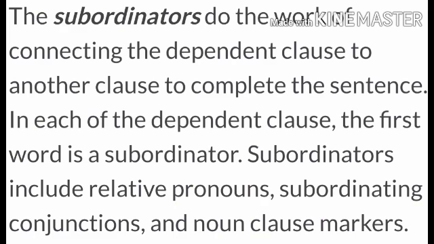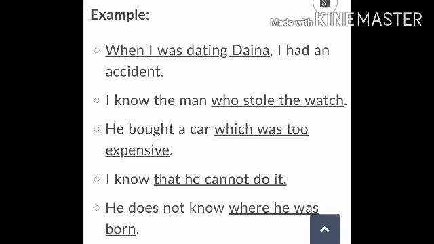subordinators include relative pronouns, subordinating conjunctions, and noun clause markers. So I hope this concept is clear to you, that a dependent clause's other name is subordinate clause. So don't get confused, my dear student. Now let us see some more examples. When I was dating Dinah, I had an accident. So "when I was dating Dinah" is a subordinate clause.